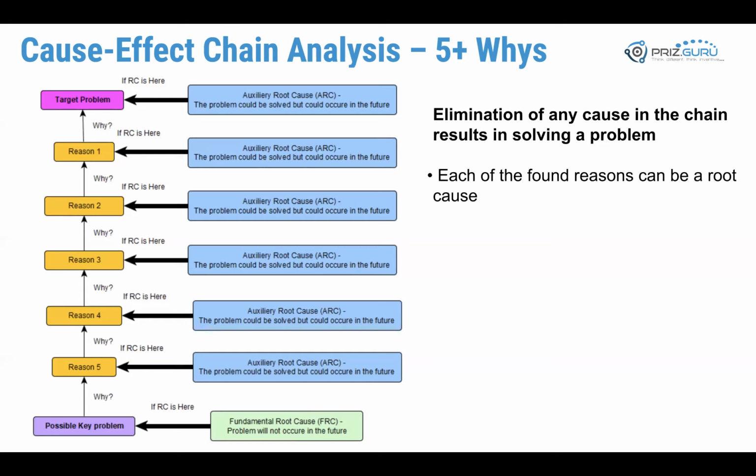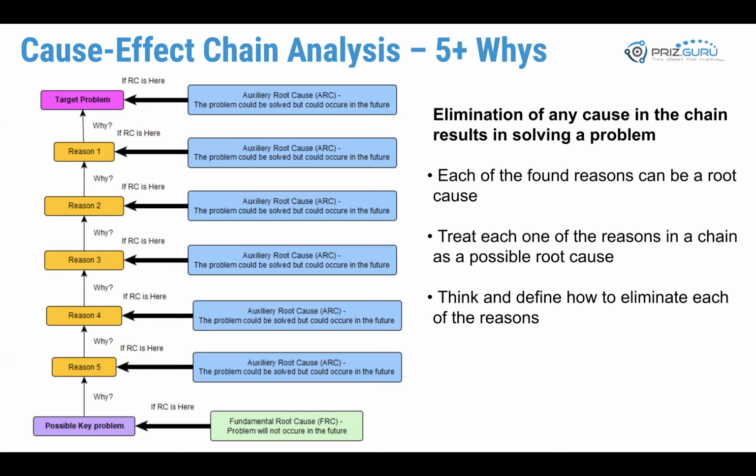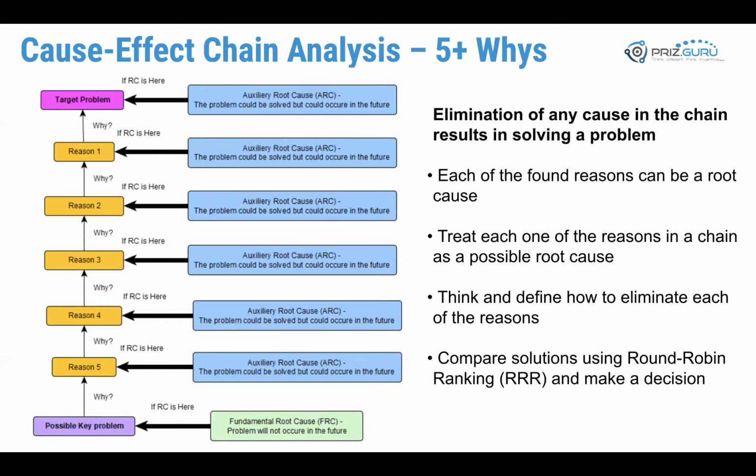So, some directions here. Each of the found reasons can be a root cause. That's a very important rule. We can treat it as a root cause. We can define how we can eliminate that, and eliminating that reason will potentially solve the problem. Then, as we talked about in our last webinar, we can use the round robin ranking to decide which one of these root causes I want to actually approach, address and solve.